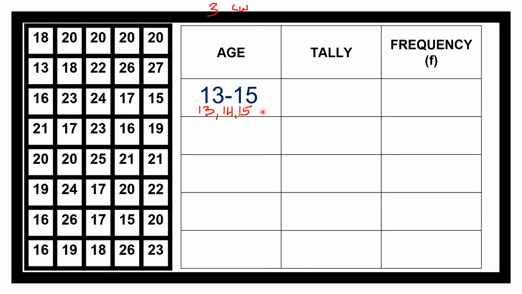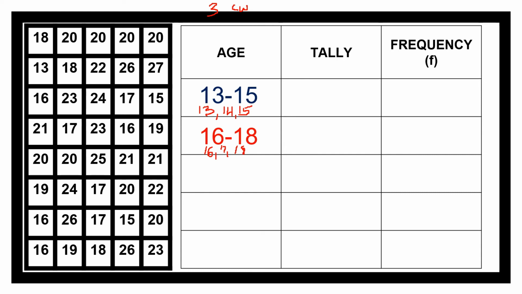Now, what will be the next class interval? What do you think? We will just continue that. So from 15, what's the next number? We have 16. So from 16, you are going to count 3 numbers. So 16, 17, and 18. That is again 3. So therefore, the second class interval is 16 to 18.